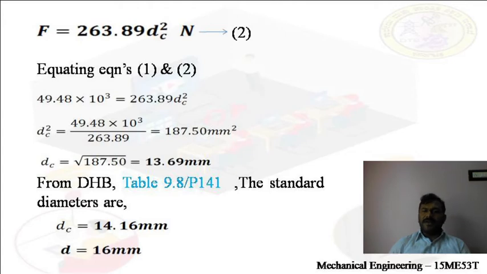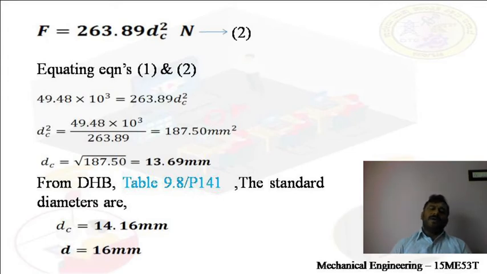For this calculated value, we are going to select the standard core diameter from the design data handbook that is available in table 9.8, page number 141. So corresponding to this core diameter, the standard core diameter is 14.16 mm and the standard major diameter is 16 mm. So now we have calculated the diameter of the stud for the pressure that is created inside the cylinder.